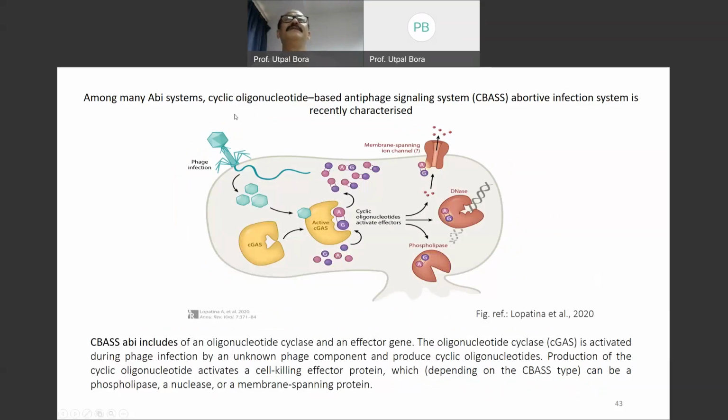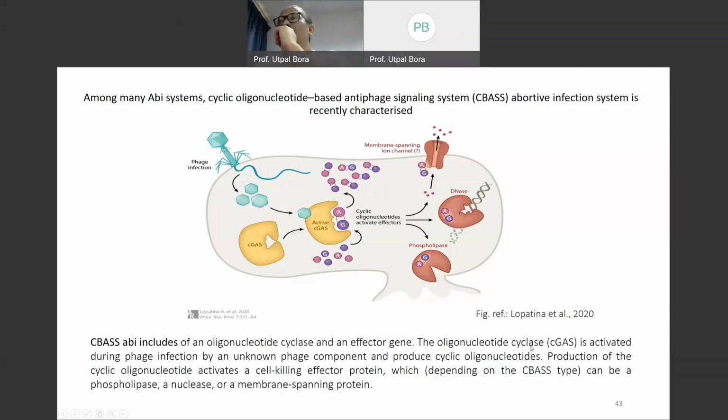Among the many ABI systems, the cyclic oligonucleotide-based antiphage signaling system, or CBASS, abortive infection system, is recently characterized. So this figure is taken from Lopatina et al., 2020. So this CBASS ABI includes an oligonucleotide cyclase and an effector gene.